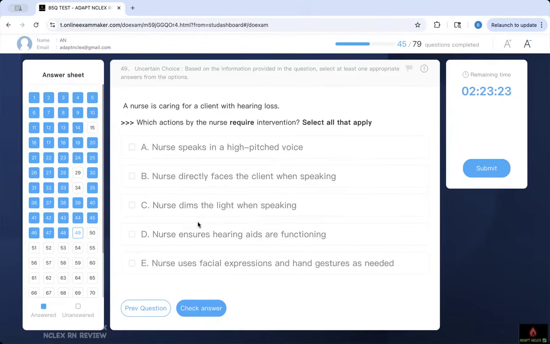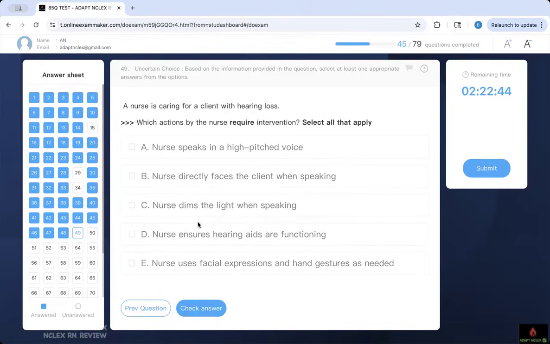That's the concept. And then speak in a high-pitched voice. Can the patient hear or not? They cannot. But what would high pitch do for them? They can hear you. You can scream everything. That's the trap. Just because they can hear, you should be screaming at them. And directly face the client when speaking, because they're going to develop their visual senses. They're going to look at your mouth. They can tell what you're talking about.